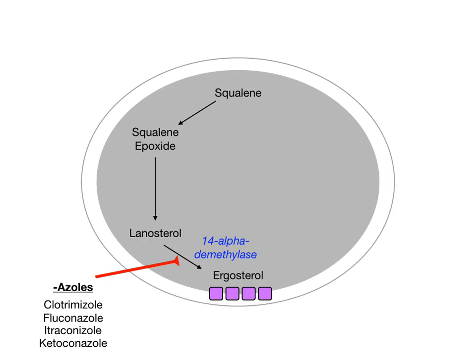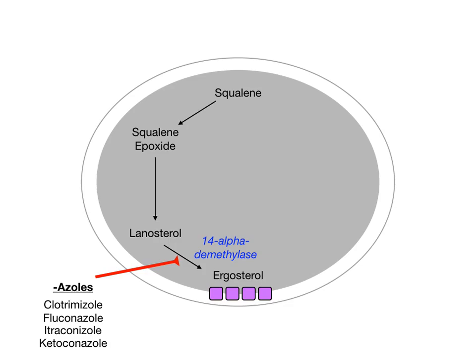And it should make sense to you that by inhibiting the conversion of lanosterol to ergosterol, you can never make those little pink squares, which means you can never put them in the plasma membrane, which means that the plasma membrane of the fungal cell will not have structural integrity and it will die. So antifungal agents can kill fungi by preventing the formation of ergosterol, preventing the stability and integrity of their plasma membrane, leading to fungal cell death. So the azoles inhibit 14-alpha demethylase.